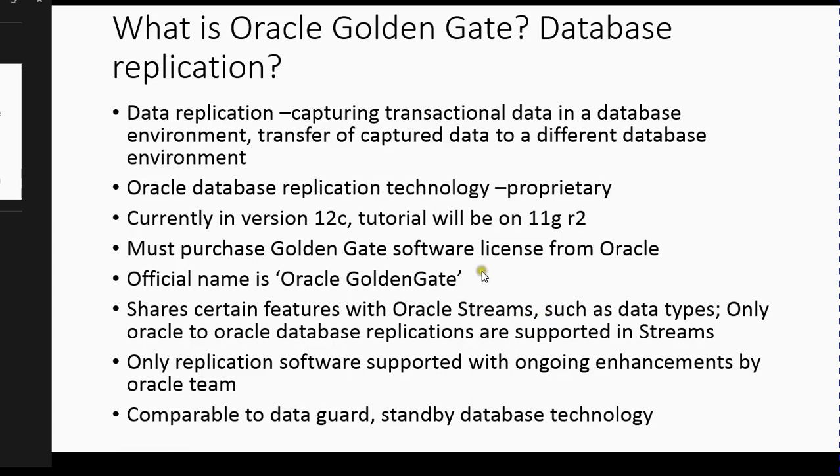But with Oracle GoldenGate, you're able to do it with databases that are not the same. You can have Oracle to DB2 replication and Oracle to SQL Server replication, but with Oracle Streams you're only able to do it between Oracle databases. Also, some of the data types that can be captured in Oracle Streams and GoldenGate are very different. Only Oracle database applications are supported in Streams.